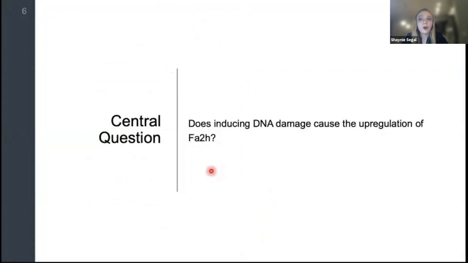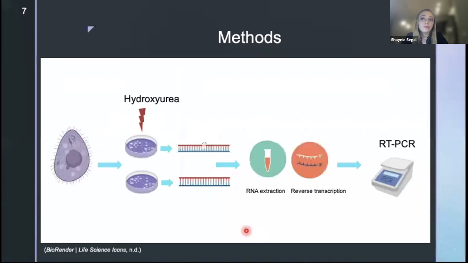The central question of this project was, does inducing DNA damage cause the upregulation of FA2H, indicating that this gene could be a part of the DDR pathway? To answer this question, cells were extracted from Tetrahymena, and one sample was exposed to the DNA damaging reagent hydroxyurea, and the other half was left untreated. Incubation with high concentrations of hydroxyurea can result in cell death and DNA damage generated at arrested replication forks. Then the RNA was extracted from both samples, and using GoScript reverse transcriptase, cDNA was made, which was then amplified using an RT-PCR.